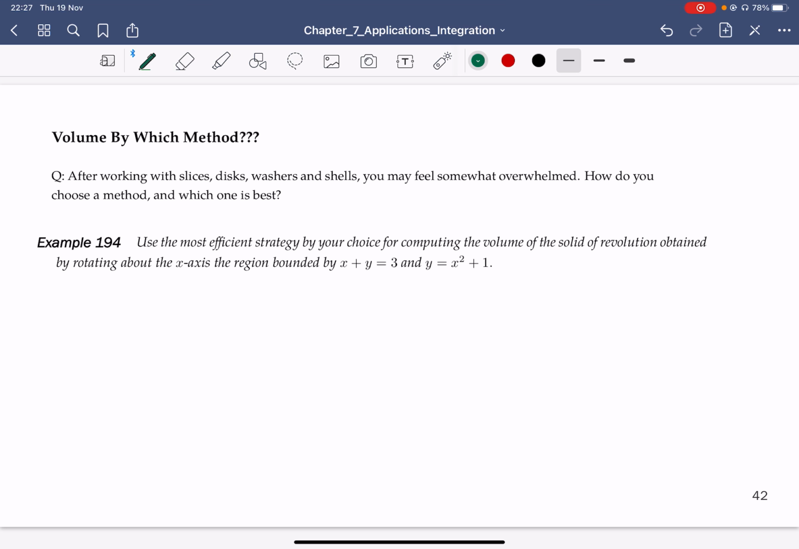Example 194. Use the most efficient strategy to compute the volume of the solid of revolution obtained by rotating about the x-axis the region bounded by x plus y equal to 3 and y equal to x squared plus 1. Alright, for sure, you need to draw the graph of x plus y equal to 3 and y equal to x squared plus 1. So we're gonna draw the axis first.